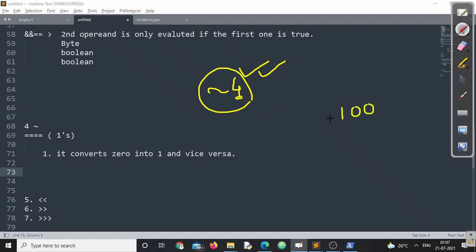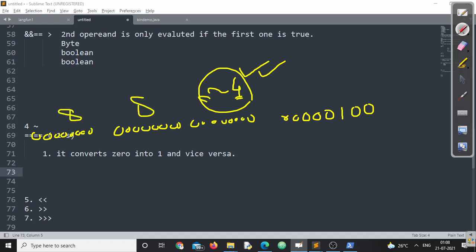Since integers are 32 bits, we fill in the remaining positions with zeros: 8 plus 8 plus 8 plus 8, 32 bits, right? So this is how 4 is stored in memory, right?